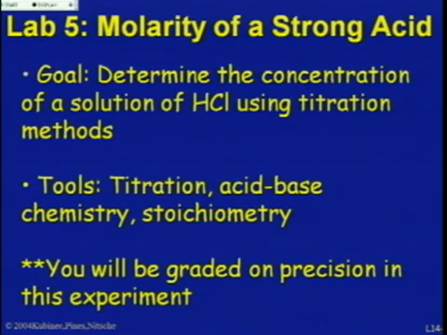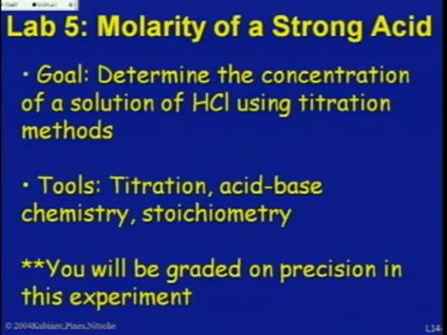So in the lab this week you will be determining the molarity of a strong acid, and the goal is to determine the concentration of a solution of hydrochloric acid using titration methods. So you need to know about titration, acid-base chemistry, which you don't know much about yet because I haven't gotten there yet, and stoichiometry, but this is how it is. You can't totally parallelize the lecture with the labs.